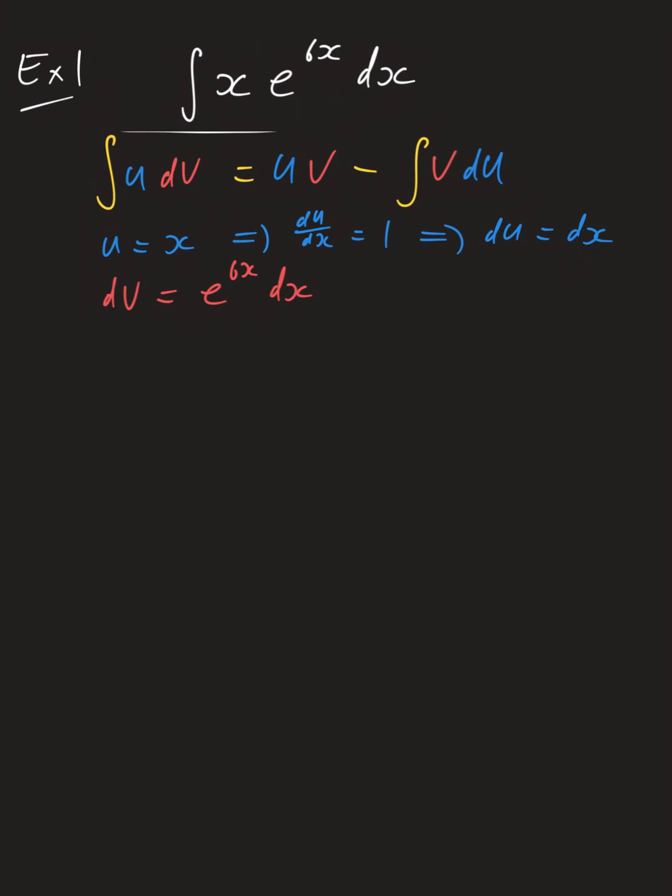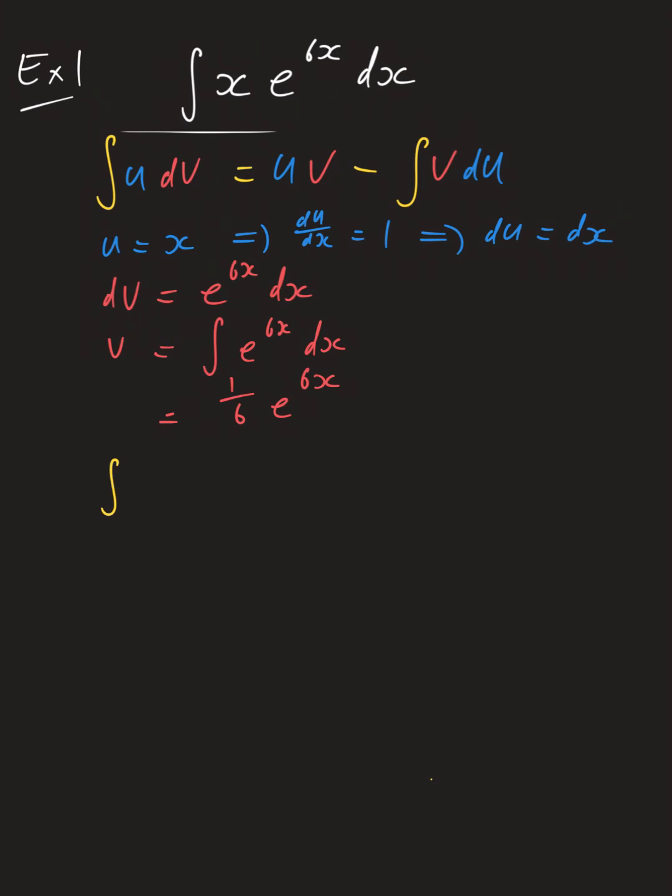I'm also going to need v. So to get v, I can just integrate my dv equation. So if dv is equal to e to the power of 6x dx, then v is equal to the integral of e to the power of 6x dx. And that is equal to 1 over 6 e to the power of 6x. So now I have u, v and du, so I can apply my formula.